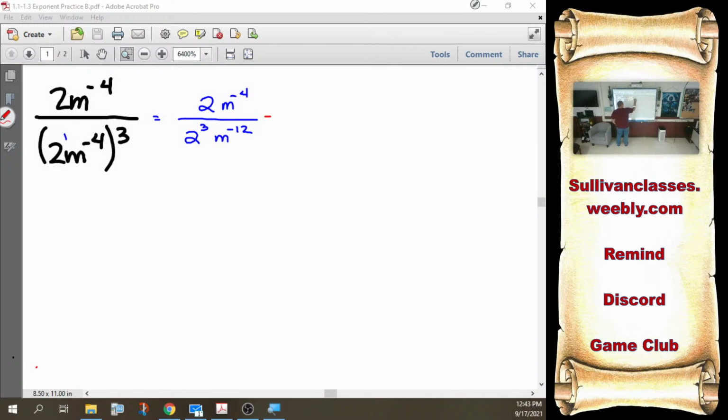Okay. So I see 2m to the 12th, 2 to the 3rd, m to the 4th. Okay. I flip both switches at the same time. That was something I could do. Anyone got more?